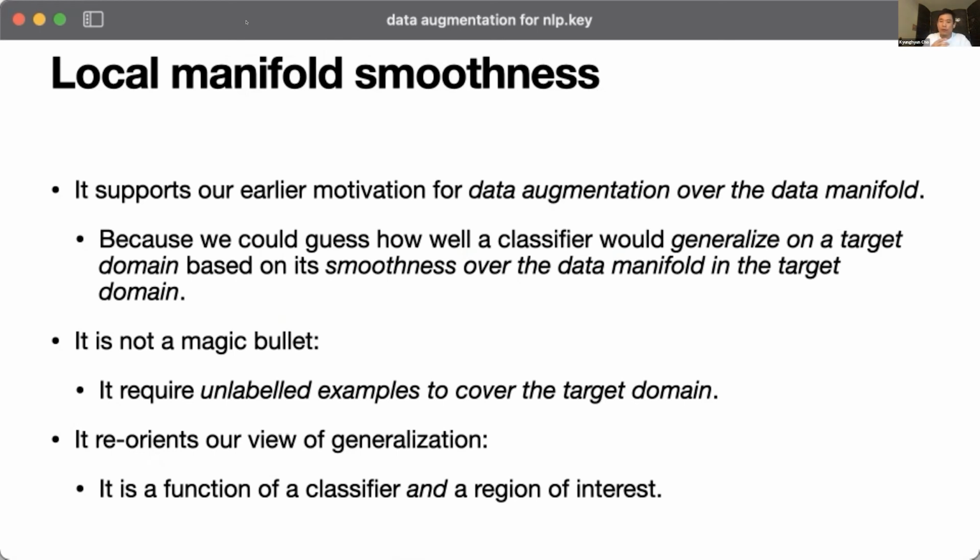And if you don't have enough unlabeled examples to cover the target domain, of course, it's not going to work. What that means is that we are really looking into the data-driven approach to identify or to characterize this data manifold. And then we're trying to see what happens to the classifier in some small portion of the data manifold that we have been able to capture. And it does reorient our view of generalization: generalization is a function of a classifier as well as a target region of interest over this data manifold.